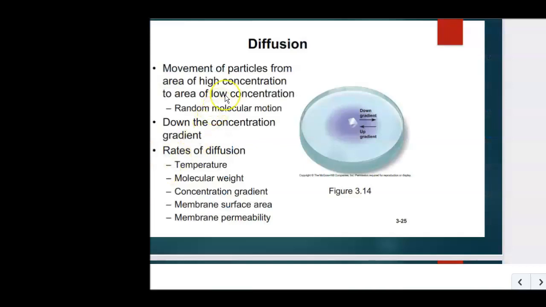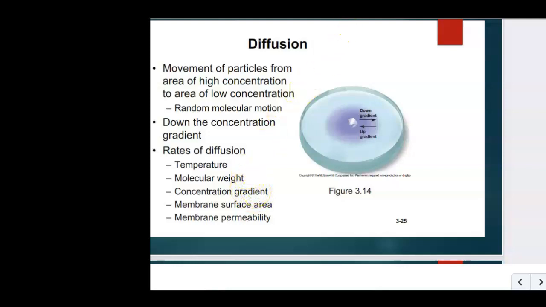Okay, now that we are in the figure, we have diffusion right here, and factors that affect that are going to be temperature, molecular weight, concentration gradient, membrane surface area, membrane permeability. But as you can see here, there's nothing with respect to proteins, right? Proteins are mainly for active transportation, and proteins are enzymes, and there's no requirement of enzymes at all.